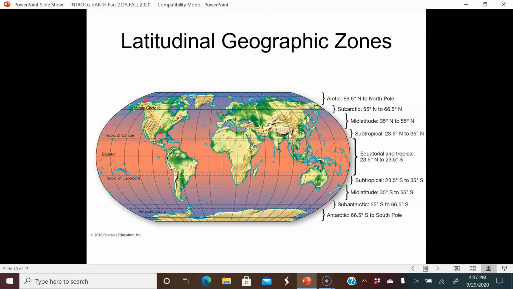All right, here's where physical geography and cultural geography intersect, where we take the different latitudes and break them up into latitudinal geographic zones. These are, of course, subjective. So we talk about the Arctic. Well, what do we know about the Arctic? It's cold. Here are the tropics. What do we know about the tropics, or the equatorial area in the tropics? It's hot. It's that type of thing.